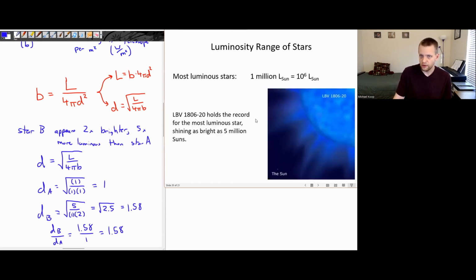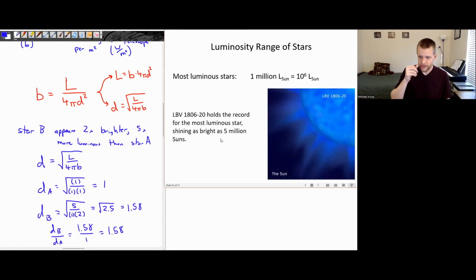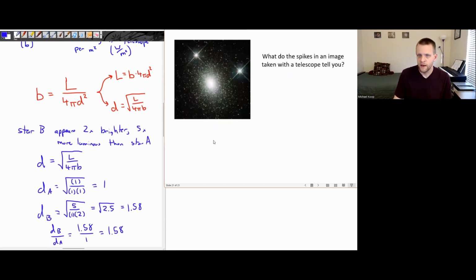However, every once in a while, on the other end, we can have stars that are literally 1,000,000 times more luminous than our sun, giving off 1,000,000 times more light energy than our sun. And there are some stars that are even around, I think, 5 million solar luminosities, which is the current record. So again, we get this enormous range of luminosity measurements.